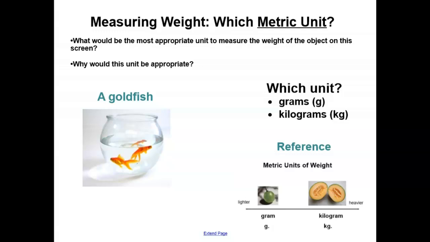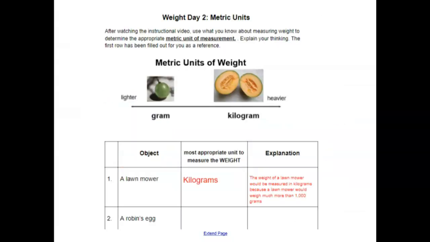What about a goldfish? Write it on your paper and put either G or kg to select the appropriate unit you would use to measure the weight of a goldfish. Absolutely wonderful. Grams, because it weighs less than a cantaloupe. And so I know it's a very light object, and I would use grams to measure the weight of a goldfish. Fantastic listening.